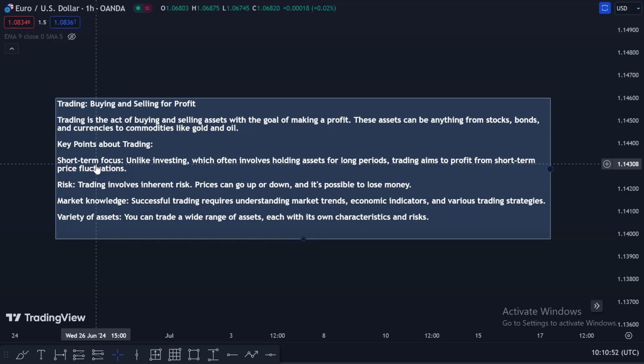But in forex trading, which is the one we are doing, because we are using leverage and margin, we're no longer buying the physical dollar. We're just trading the numbers to be able to make profit. So that's just how it works.